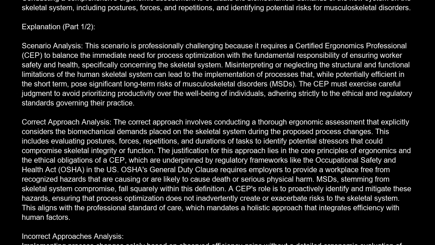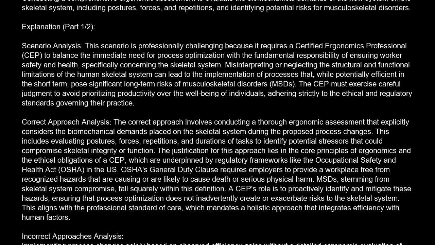Explanation. Scenario analysis. This scenario is professionally challenging because it requires a certified ergonomics professional, CEP, to balance the immediate need for process optimization with the fundamental responsibility of ensuring worker safety and health, specifically concerning the skeletal system. Misinterpreting or neglecting the structural and functional limitations of the human skeletal system can lead to the implementation of processes that, while potentially efficient in the short term, pose significant long-term risks of musculoskeletal disorders, MSD. The CEP must exercise careful judgment to avoid prioritizing productivity over the well-being of individuals, adhering strictly to the ethical and regulatory standards governing their practice.